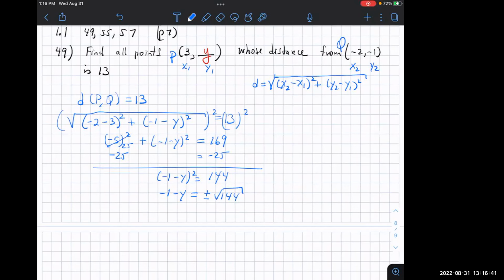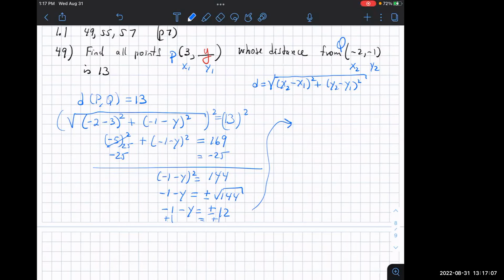Are we following? Yeah, I'm following. So you just get the square root of 144, which is 12, right? Right. And then you just isolate the y. Oh, okay. I don't know why I found this so confusing, but that made it so much better. Thank you.